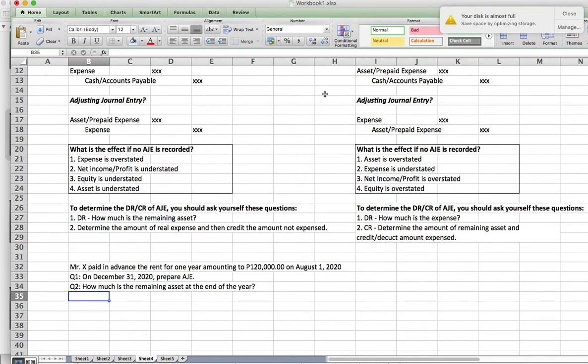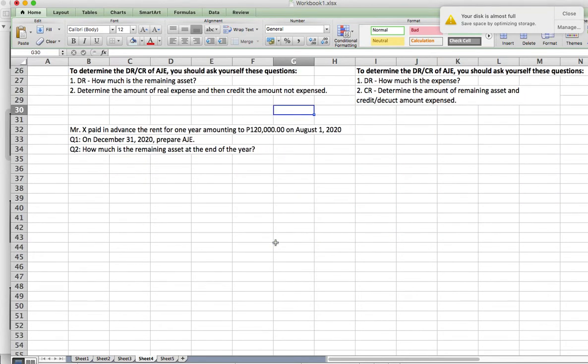So, this is the question. Mr. X paid in advance the rent for 1 year amounting to 120,000 pesos on August 1, 2020. So, nagbayad daw ng rent si Mr. X in advance for 1 whole year. And he made that payment on August 1, 2020. So, the question is, on December 31, 2020, prepare adjusting journal entry. Question number 2, how much is the remaining asset at the end of the year? Okay.